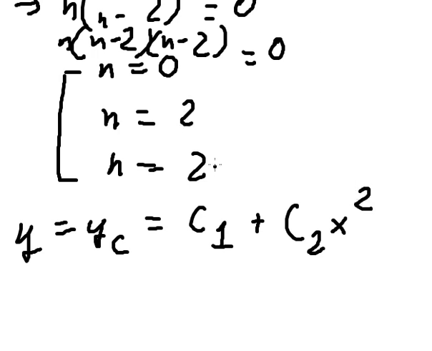So we just know that we have another solution that repeats, again 2. So this one we put c2 as c3, x squared ln x. And this is the final answer.